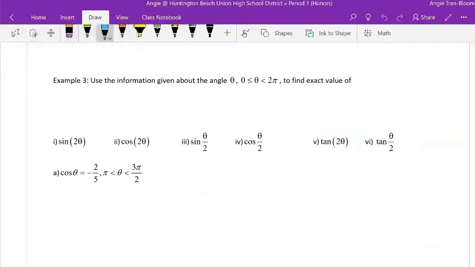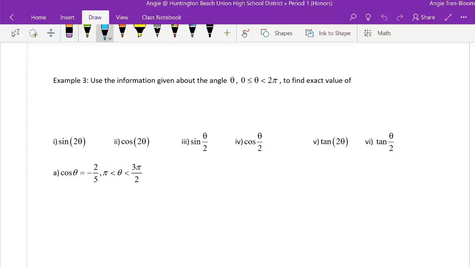Example 3 from section 7.6. Okay, the direction says use the information given about the angle, which is called theta, and theta is restricted between 0 to 2 pi, inclusive at 0 but not inclusive at 2 pi, to find the exact value of, and then we have 1i, 2i, 3i, 4i, 5i, and 6i.